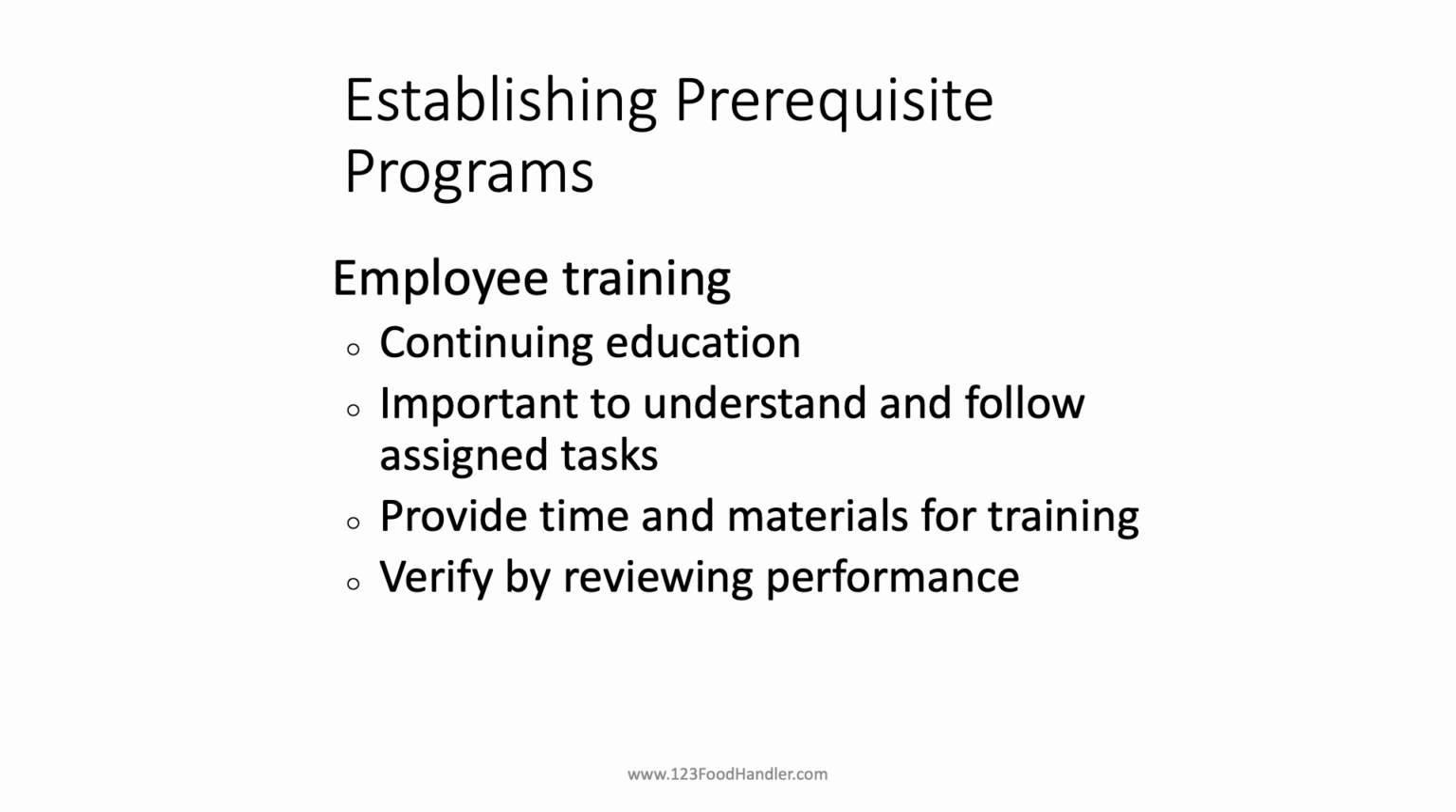So we need a good employee training program. We need a continuing education program. And we need to make sure that they understand and follow the assigned tasks, the assigned policies, making sure that we provide time and materials for effective training, and make sure that we verify and review the efficacy of the training by reviewing performance of the task or activities that we previously or recently trained.